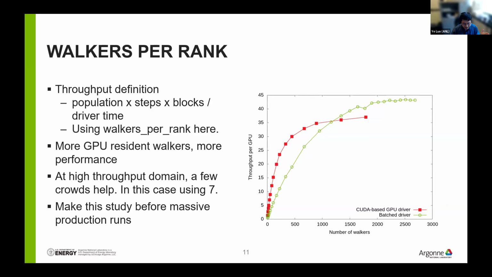So, samples over time. Since I'm doing a performance study, the samples are only determined by the populations, steps, and blocks. I fix the steps and blocks, and I just adjust the population using the input parameter called workers per rank here. Now on the right side is the throughput benchmark.